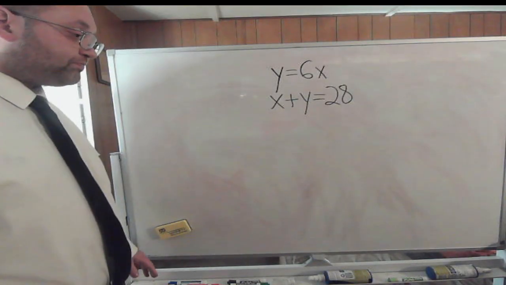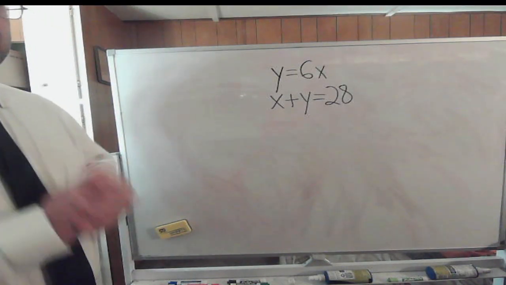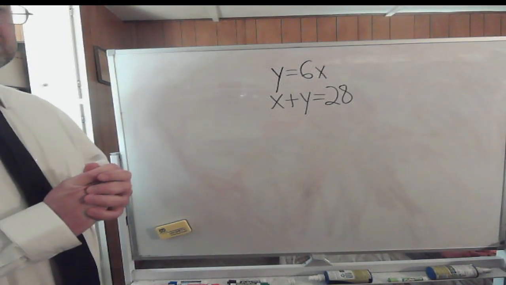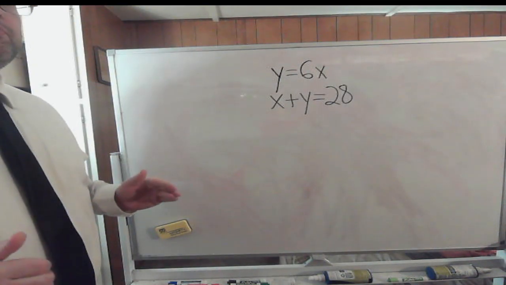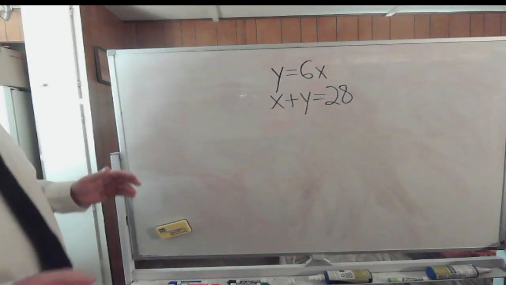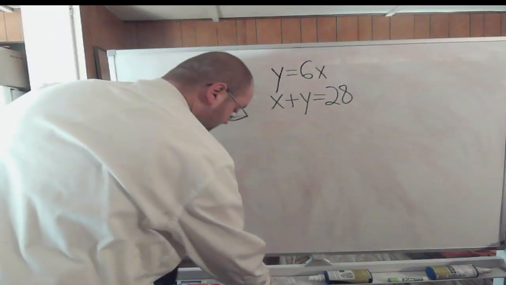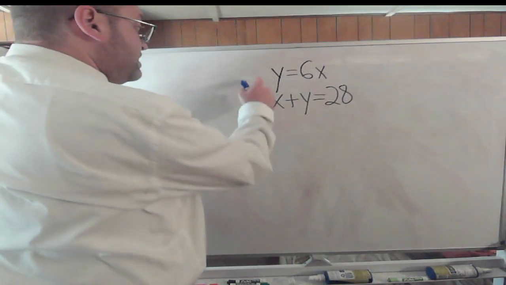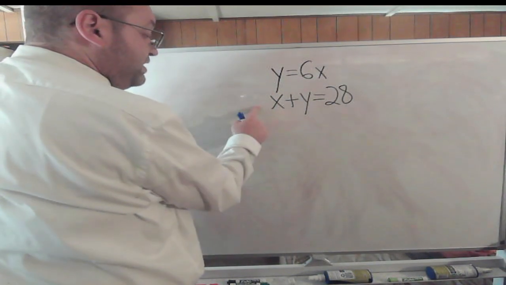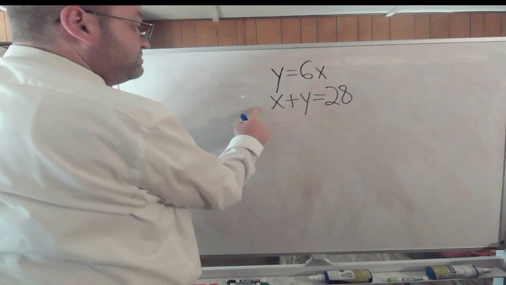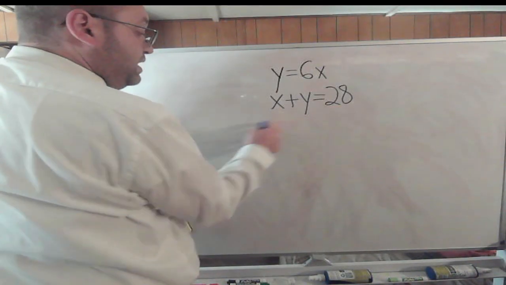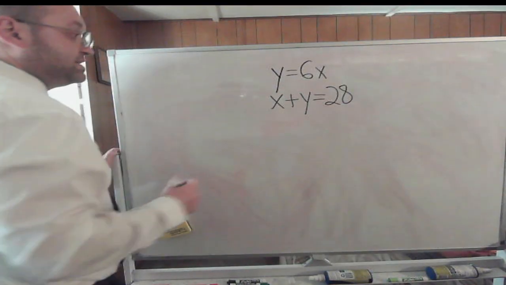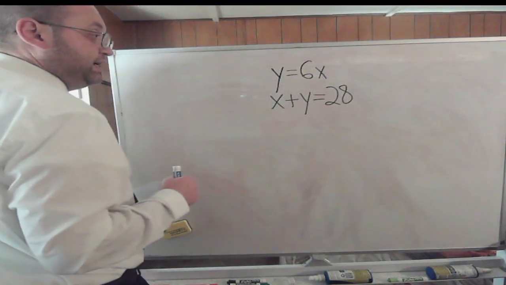But we are going to do some algebraic methods for the next few lessons. And today's is called the substitution method. It's probably the easiest one of them. The substitution method allows us, whenever we have two equations with the same variables, we can substitute something in for x or y. Well, here you have y equals 6x, then you have x plus y equals 28.